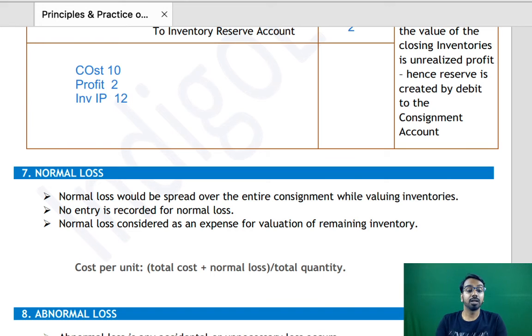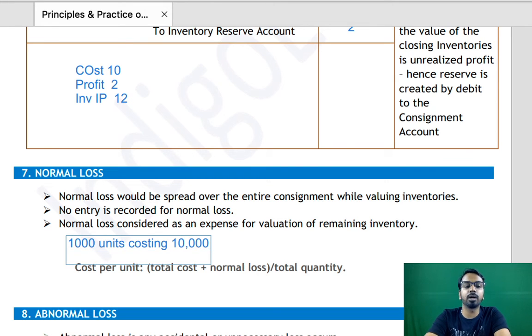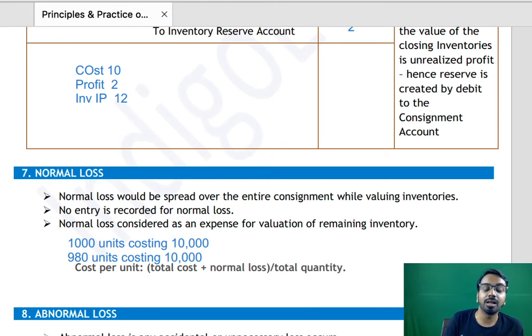For example, if I have sent 1000 units costing 10,000 and normal loss is, let's say, 2%, so the person gets 980 units. These 980 units will also be valued at 10,000 only. Accordingly, you will increase the cost per unit. Normal loss is not valued separately. Normal loss is automatically included as a part of the cost of good units.